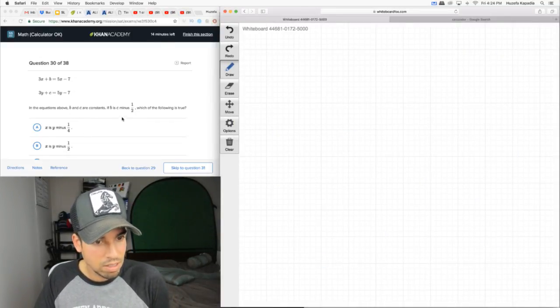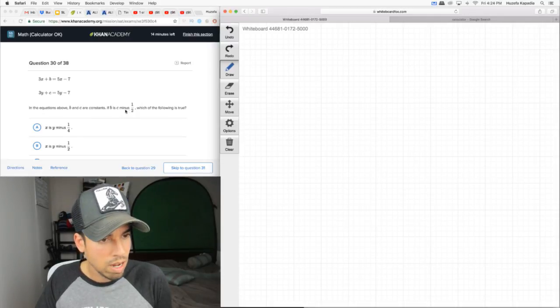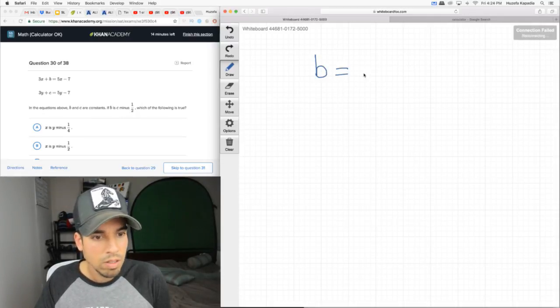Equation about B and C are constants if B is C minus 1/2, C minus 1/2, which of the following is true?